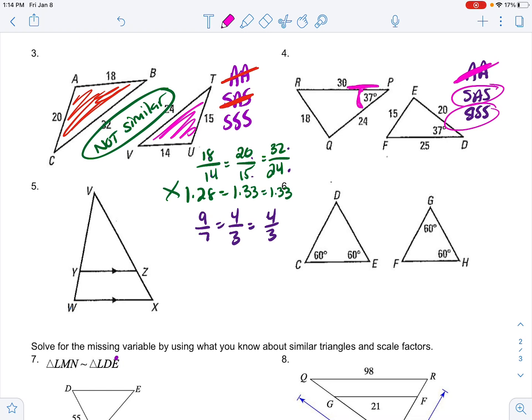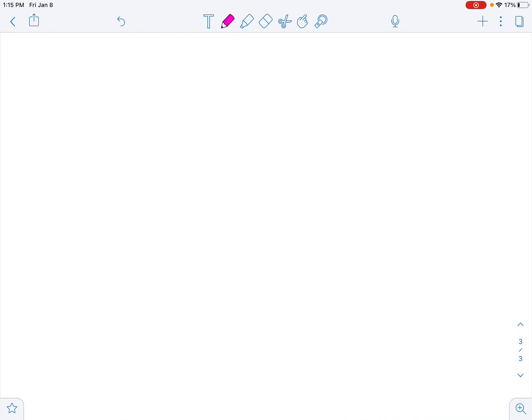So here's 37. I'm going to look at the two sides that make that angle. The 37 and 37 are equal, so the angle is good. Now let's check the sides. So let's set up our proportions. The smaller side of the first triangle is 24. The smaller side of the second triangle would be, nope, would be 20. The bigger side of that first triangle would be 30. The bigger side of the second triangle would be the 25. And remember, we're just looking at the sides that make angle 37.